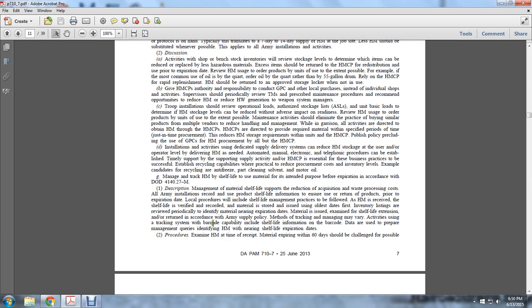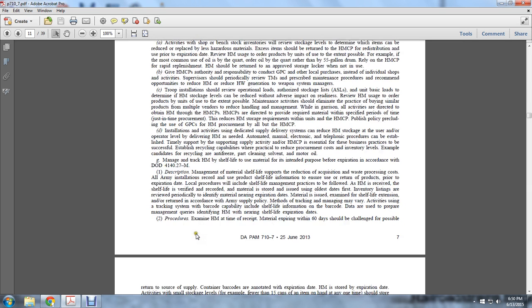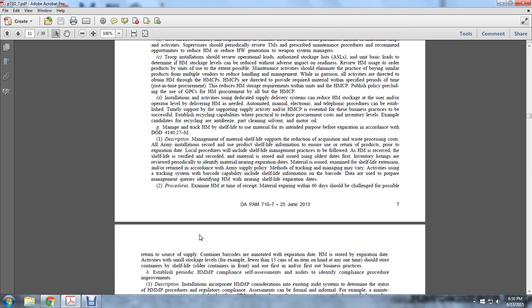Activities using a tracking system with barcode capability, including shelf life information in the barcode data, can prepare management queries identifying the hazardous material near shelf life expiration dates. Procedures include examination and hazardous waste management at time of receipt.